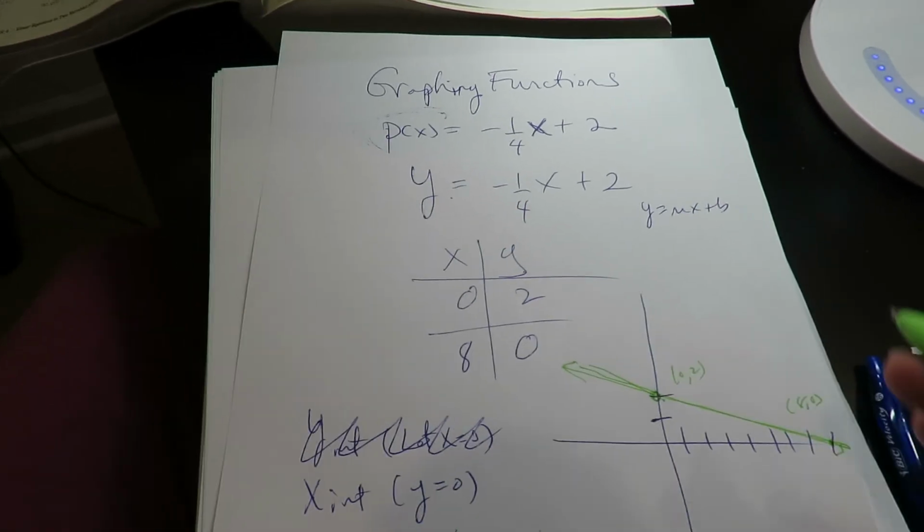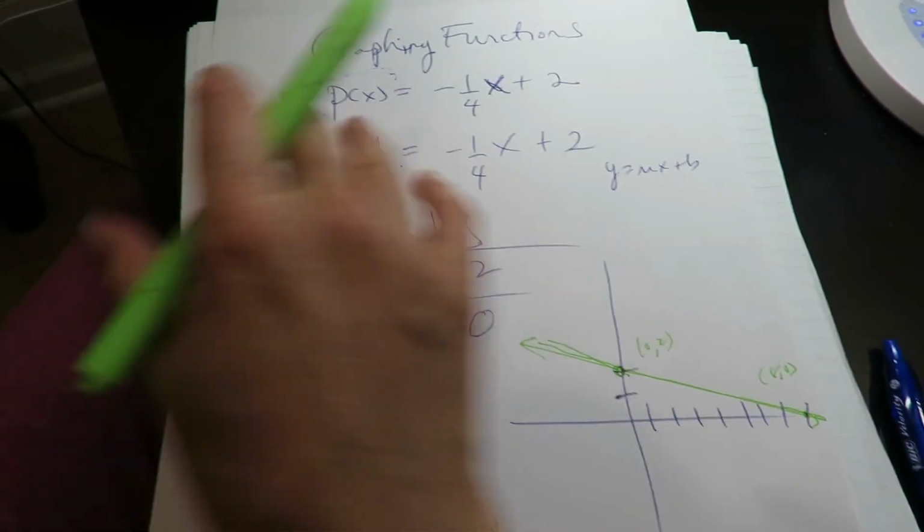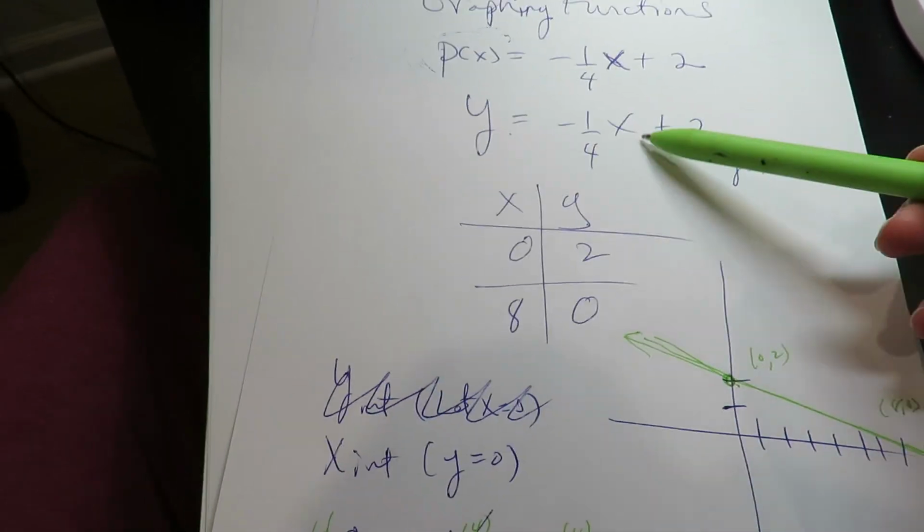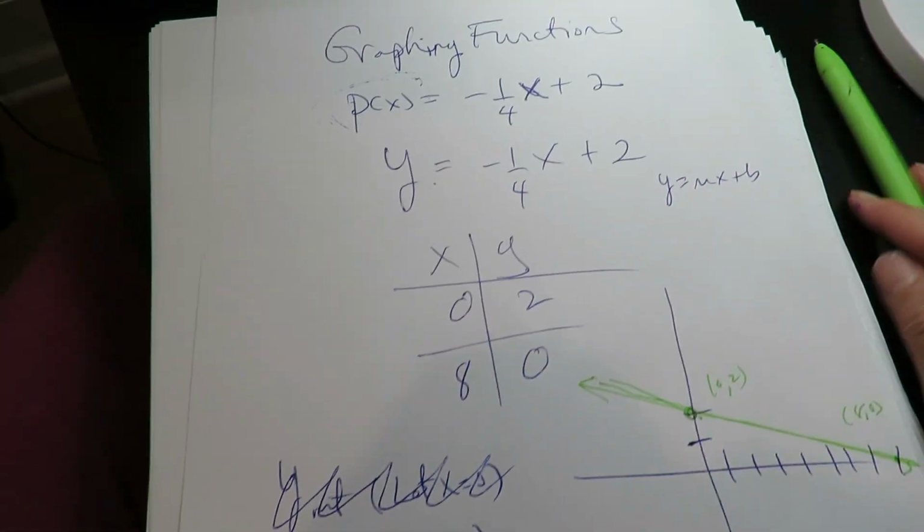So my big point was not so much graphing, because we did that in another lecture. My big point is that if it's in function notation, it's just a fancy y, and then you know how to do it from there.